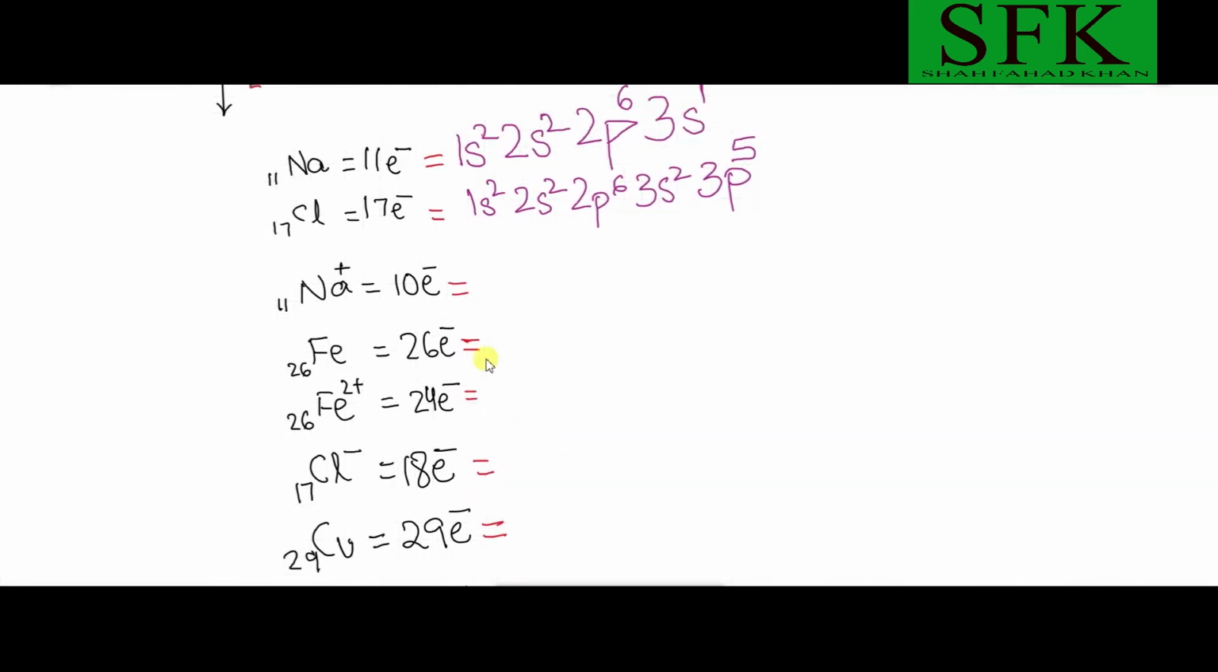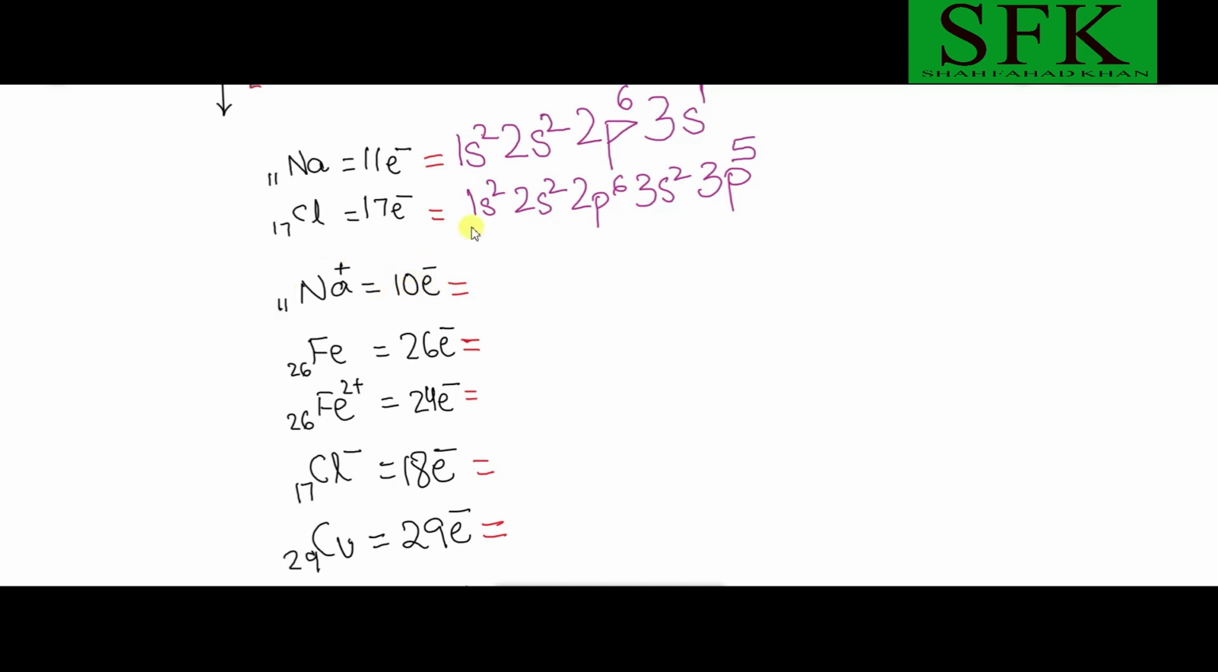Then after this comes the sodium positive ion. In positive ions, the electrons are fewer than the protons in the atom. So the protons are 11, and the electrons are going to be 11 minus 1, which is 10 electrons.